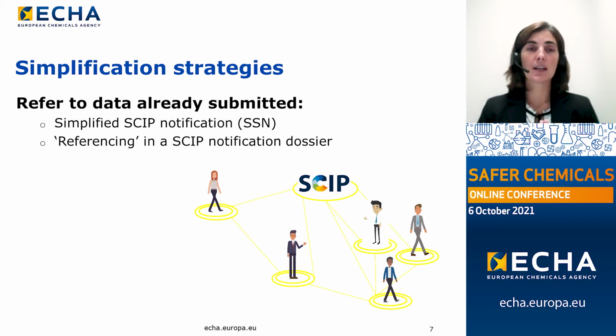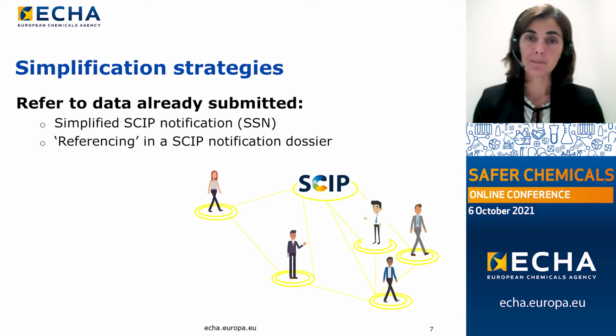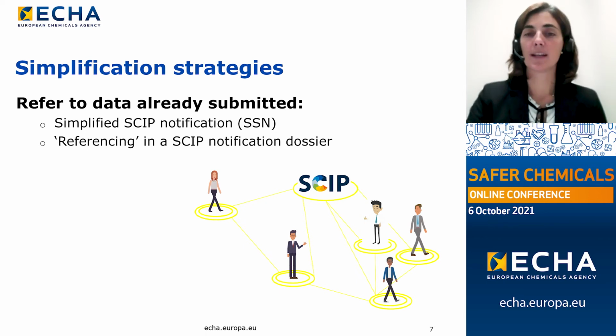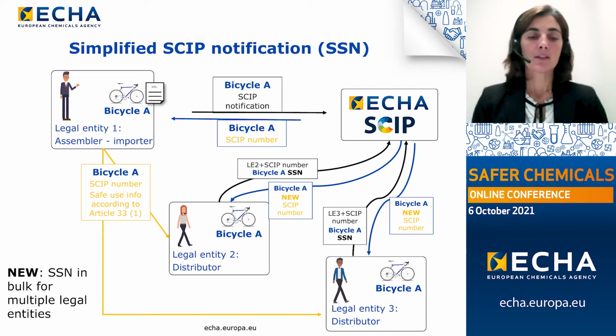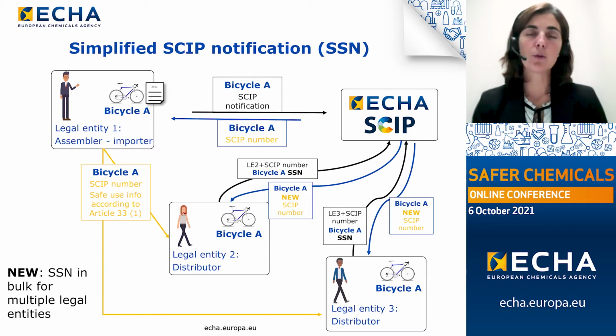Those two tools are Simplify SCIP Notification, also called SSN, and the use of referencing in a SCIP notification dossier. I'm going to explain a little bit how they work, who can use them, also providing you an example. So let's start with Simplify SCIP Notification.